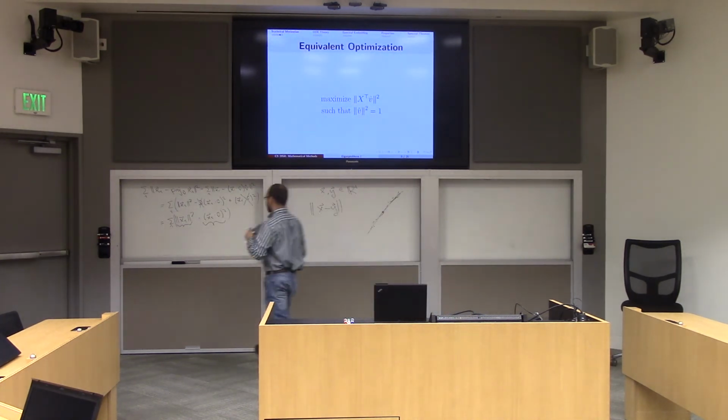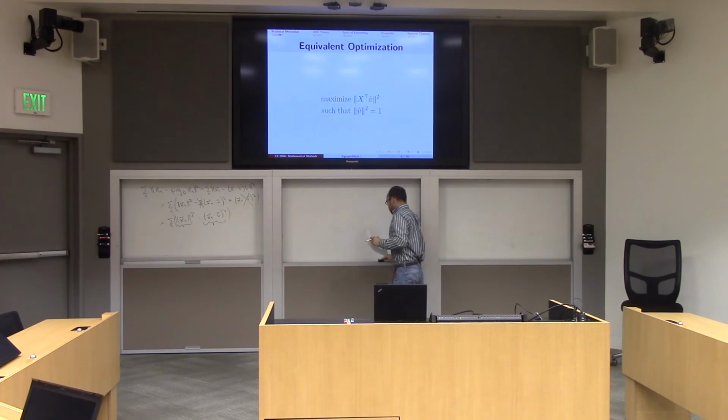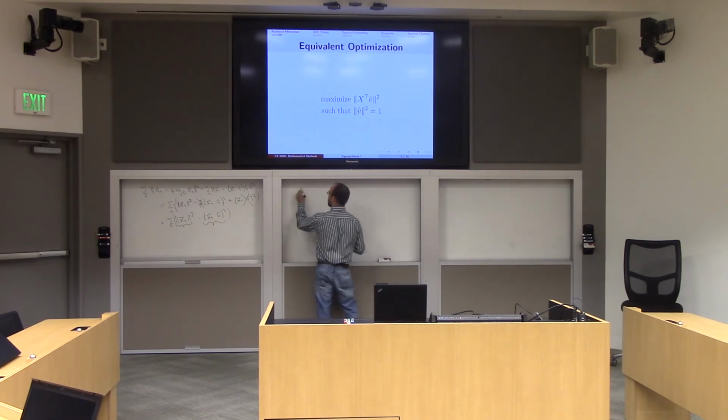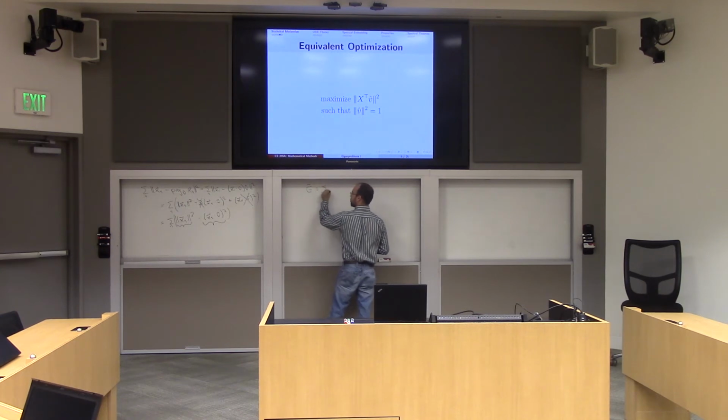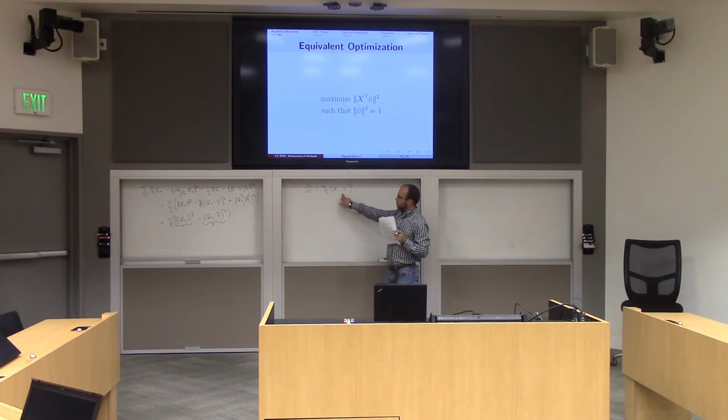So in particular, what's going to be our problem? We'll say we have some new energy, E tilde, and here is the sum over i of x_i dot v hat, squared. That's a vector dotted with v hat. And what are the x_i dot v hats?